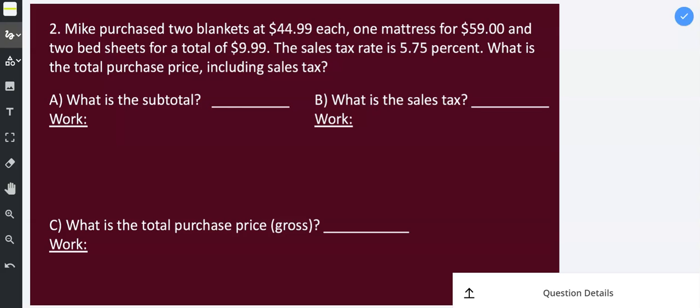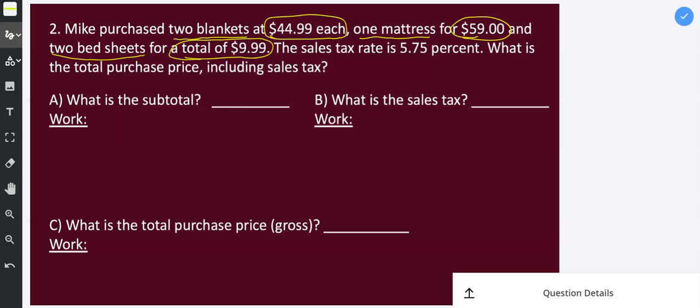Problem number 2. Mike purchased 2 blankets at $44.99 each. So I'm going to underline the 2 blankets, and they are $44.99 each. It's a good idea when you're reading a story problem to try to picture what the story problem is talking about. So you should be picturing those 2 blankets that each cost $44.99. Next, picture the mattress. There's one mattress that costs $59. And then there are 2 bed sheets for a total of $9.99.